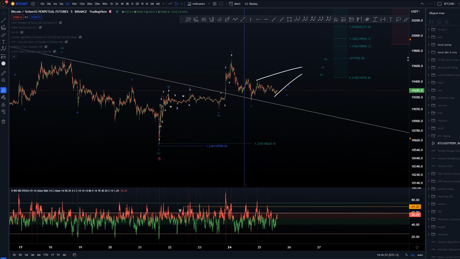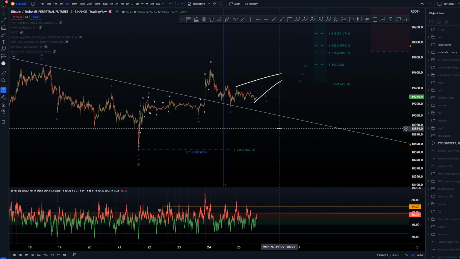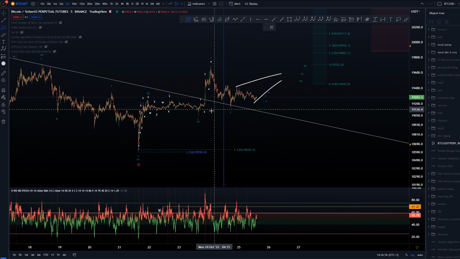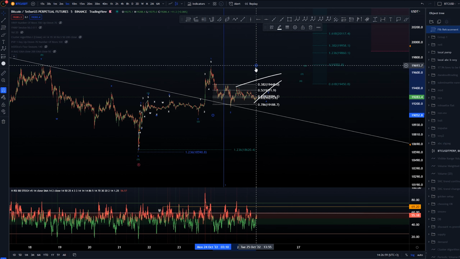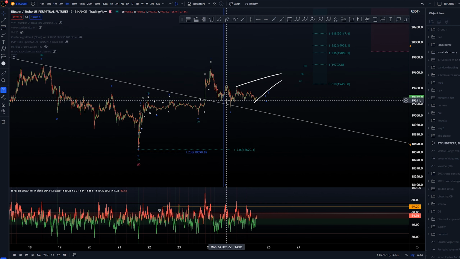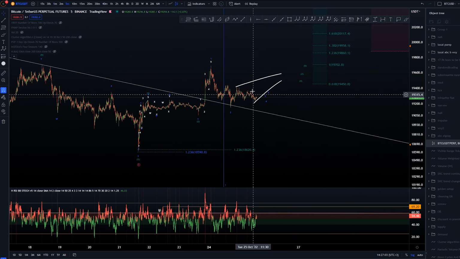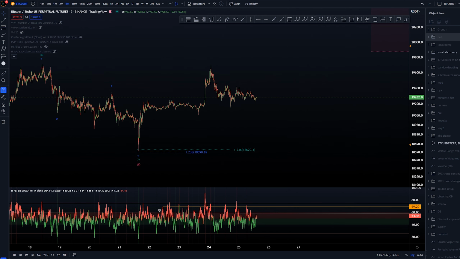Again, I feel like I need to be shifting my bias to the downside at the moment, because we have already retraced so much of that wave 1 here, more than 0.786. So my bias is starting to get more to the downside.